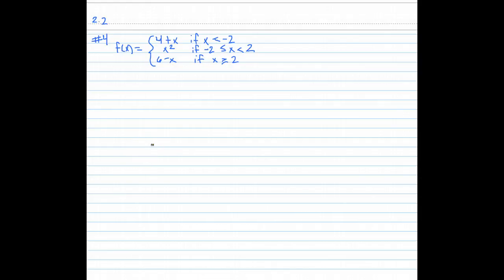Okay, so number 4 in section 2.2 is asking us to sketch this piecewise function f of x equals 4 plus x if x is less than negative 2, x squared if x is between negative 2 and positive 2, with the negative 2 being included, and then finally 6 minus x if x is greater than or equal to 2. So if we just go ahead and draw a coordinate plane, we can sketch this. So what we have here is three functions defined over specific intervals.